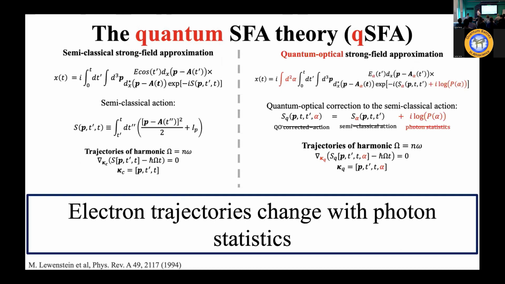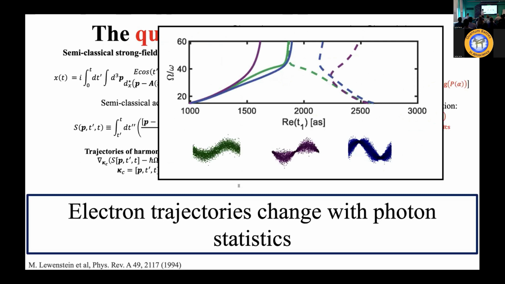Okay, and in this case, we can now really find the electron trajectories. And for example, here we plotted the recombination time as a function of harmonic order. In green, we have the coherent state. So we have the short trajectory and the long trajectory, and they coalesce, of course, at the cutoff, but we have the shift. In purple, these are the short and long trajectories in phase-squeezed light, and amplitude-squeezed it is in blue. So again, we have the electron motion depends on the noise.